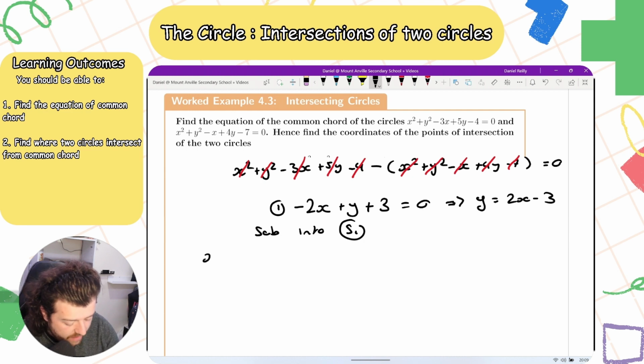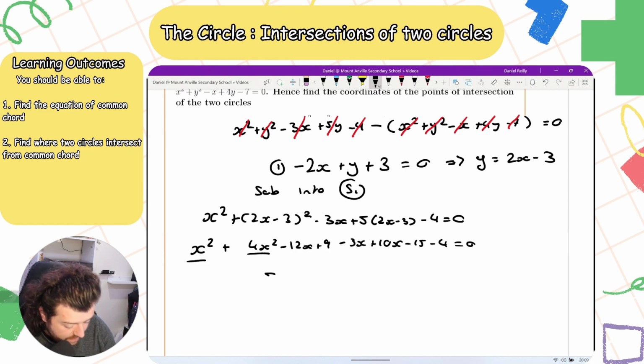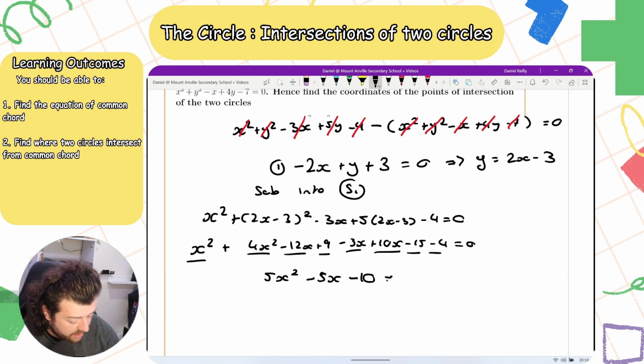So let's go. I have x squared plus (2x minus 3) squared minus 3x plus 5 times (2x minus 3) minus 4 equals 0. So multiply this out. x squared plus 4x squared minus 12x plus 9 minus 3x plus 10x minus 15 minus 4 equals 0. I have 5x squared, minus 12x minus 3x plus 10x is minus 5x. And then 9 minus 15 minus 4 gives me minus 10, equals 0. I notice I can divide across by 5, so it's x squared minus x minus 2 equals 0.